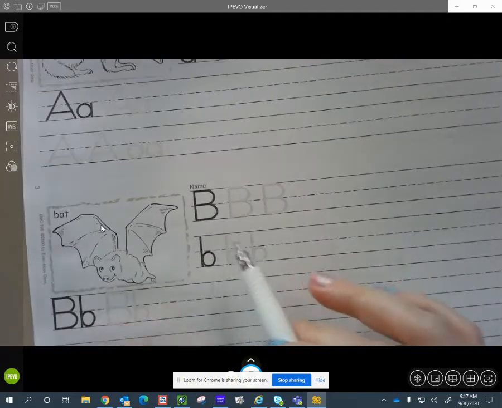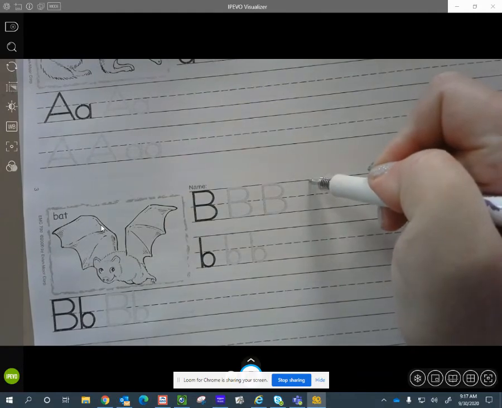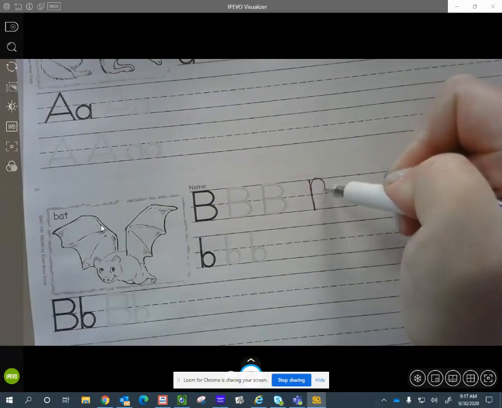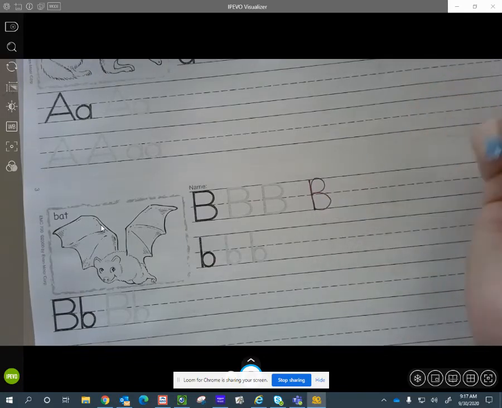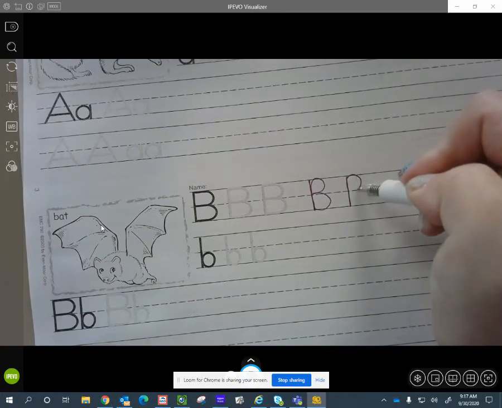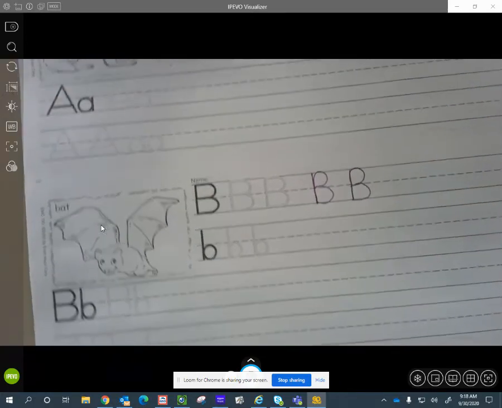Okay, let's look at a capital B. Are you guys ready? Here's the awesome thing. A capital B and a lowercase b start the same. We start at the sky. So we're going to start at the sky and go down to the ground. I go back up and do my bump, bump. Start at the sky and go down to the ground. I can go back up and bump to the mountain, bump to the ground. Go ahead and try the capital B.